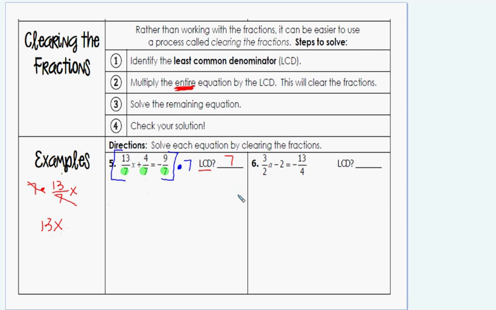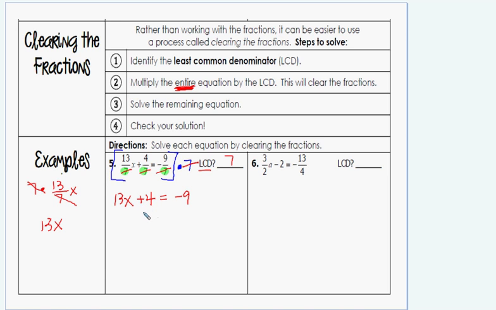And we continue that process throughout for all of these. So when I did it on here, 7 canceled with 7. 7's also going to cancel here with 7. And 7 here is going to cancel with our 7. So we're left with 13x plus 4 equals negative 9. And then now we're at a place where we can just start solving this equation like we normally would.